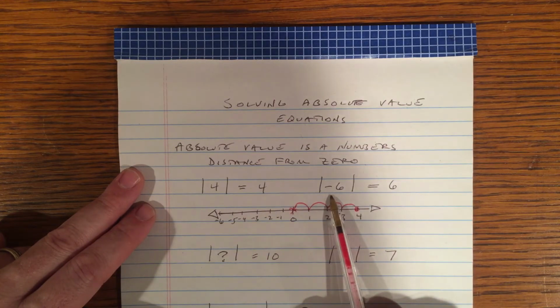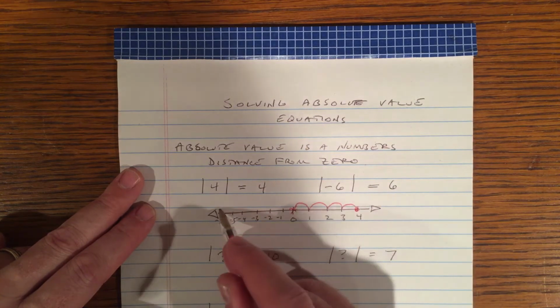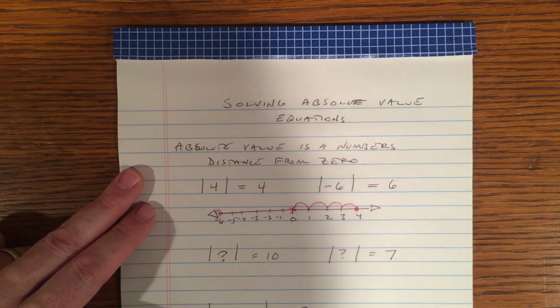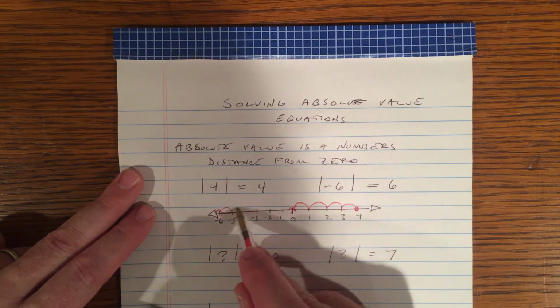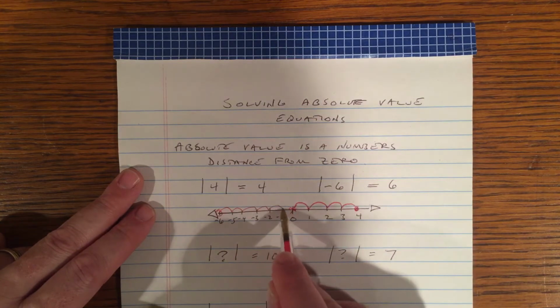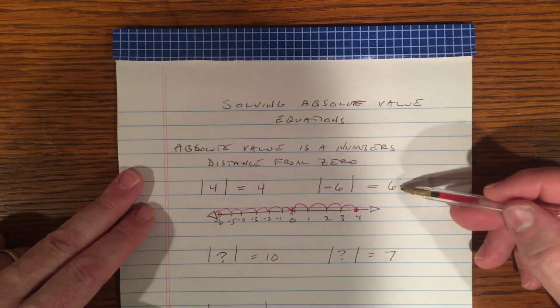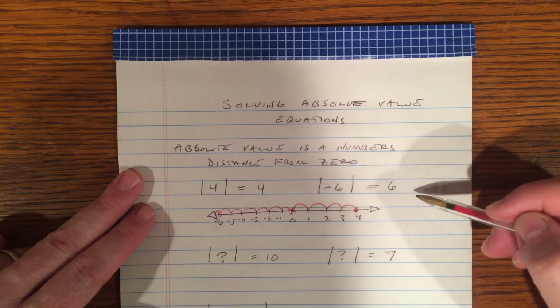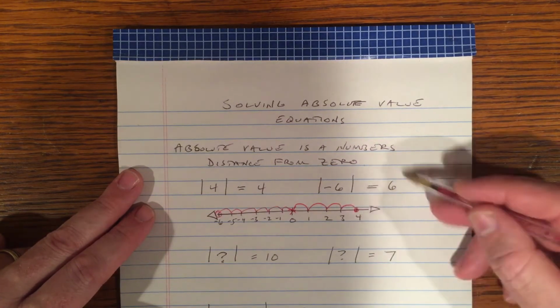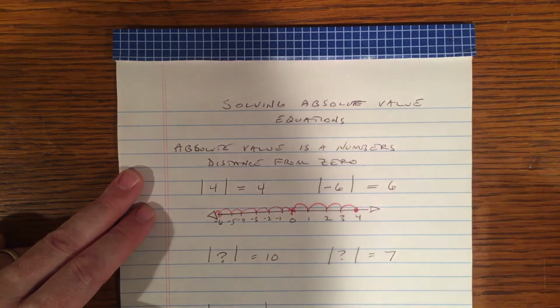Absolute value of -6. All right, here's -6 on the number line. How far away is it from 0? 1, 2, 3, 4, 5, 6. So the absolute value of -6 is 6. So distance is always a positive value.